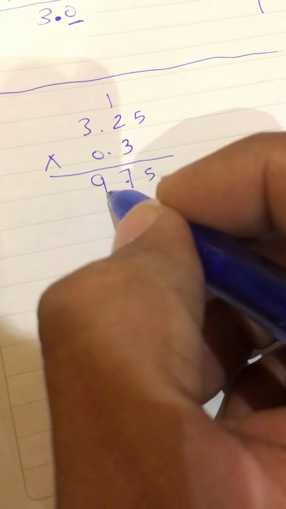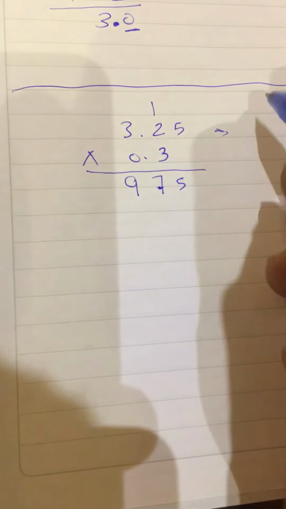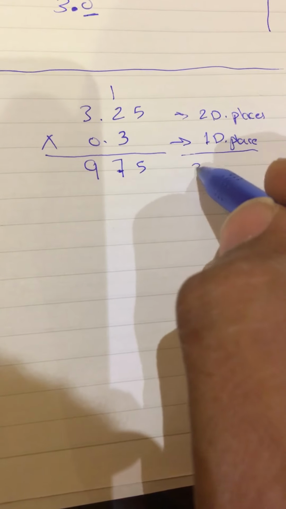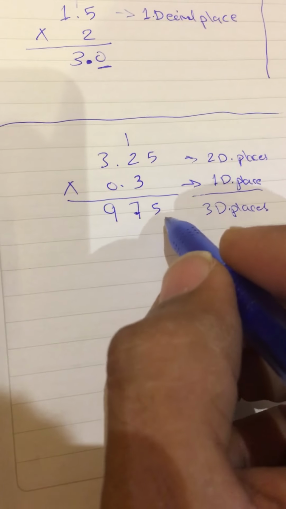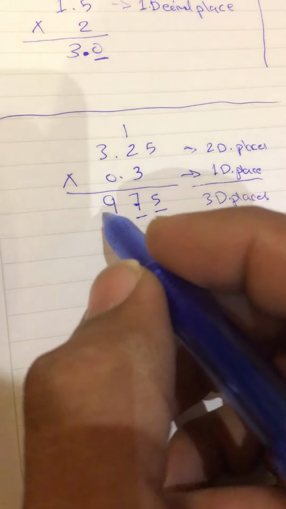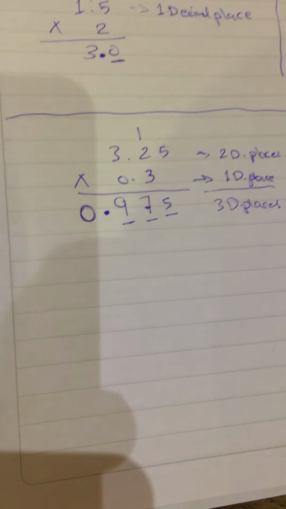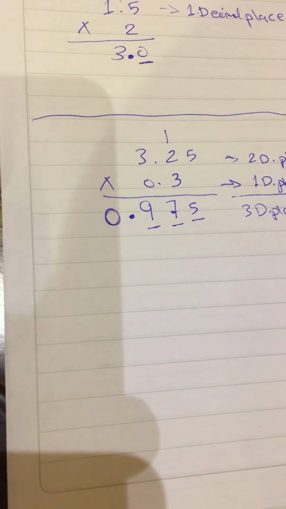3 times 3, 9. Look here, I have two decimal places. Here I have one decimal place. In total we have 3 decimal places. I will count 1, 2, 3 digits, so the answer becomes 975 thousandths.